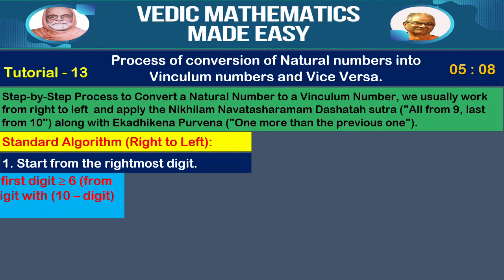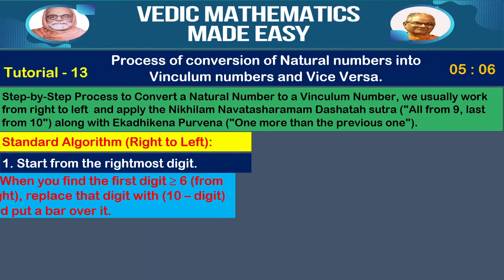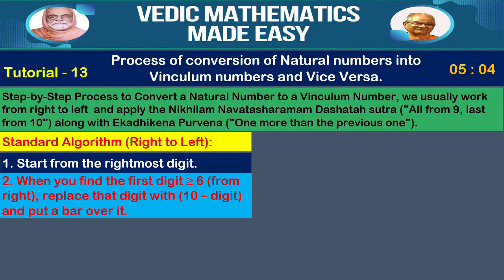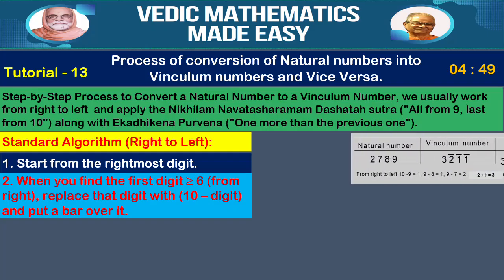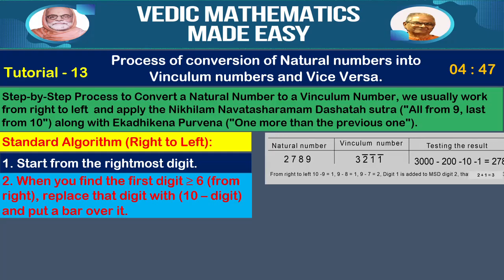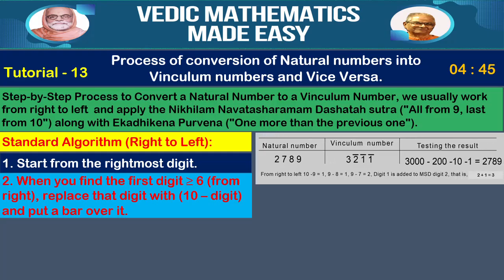In the process, when you find the first digit greater than or equal to 6, replace that digit with 10 minus the digit and put a bar over the number obtained. Look at the process of converting a natural number 2789 into Vinculum number.